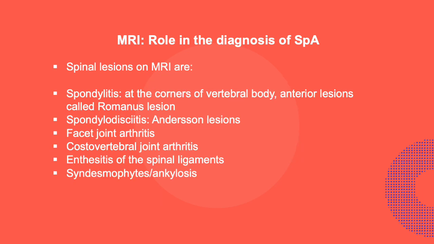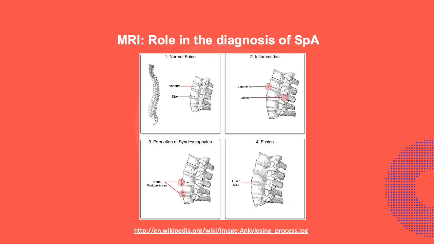Spinal lesions on MRI include spondylitis, which is lesion at the corner of the vertebral body. Anterior lesions are called Romanus lesion. Spondylodiscitis is also called Andersson lesion. Others include facet joint arthritis, costovertebral joint arthritis, enthesitis of the spinal ligaments, and syndesmophyte and ankylosis. This is demonstration of spinal MRI lesions from active inflammatory lesion of arthritis in the joint, changes in the ligament, to chronic changes of syndesmophyte and fusion.